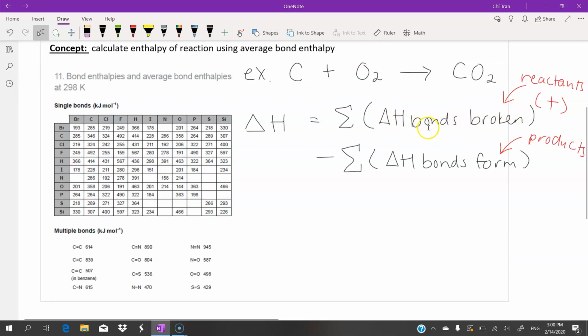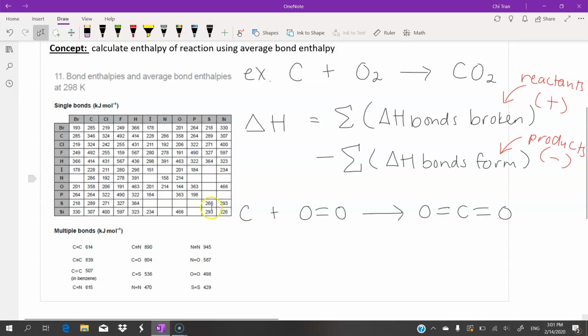And since the bonds are broken, it then can form new bonds. And once new bonds are formed, it releases energy, so there is a negative amount of energy. So that's why we can see the sign before it's positive for the bonds broken and negative for the bonds formed. So we can set this up by first drawing the Lewis structure of our chemical reaction.